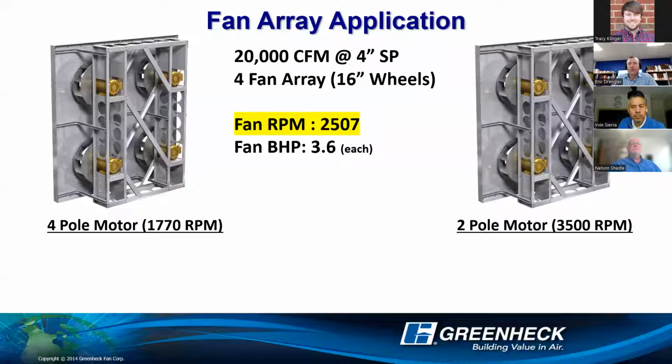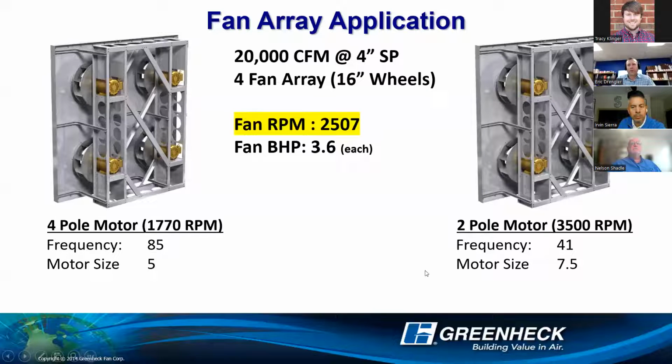Now, we can use a VFD to speed up the 4-pole motor to 2507 RPM, or we can use a VFD to slow down the 2-pole motor to 2507 RPM. But there's some things that we have to consider when we're doing that. On a 4-pole motor, we would have to run at 85 hertz. On the 2-pole motor, we would have to run at 41 hertz. Once again, we can speed up the 4-pole motor, or we can slow down the 2-pole motor to hit this 2507, which is in between. Notice the motor size. On the 4-pole, we could use a 5 horsepower. On the 2-pole, if we were to slow it down, we would actually have to use a 7.5 horsepower motor, even though we're only going to require 3.6 horsepower out of that motor.